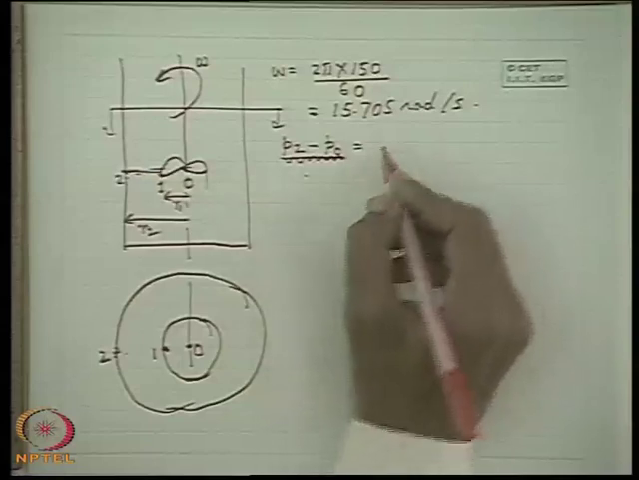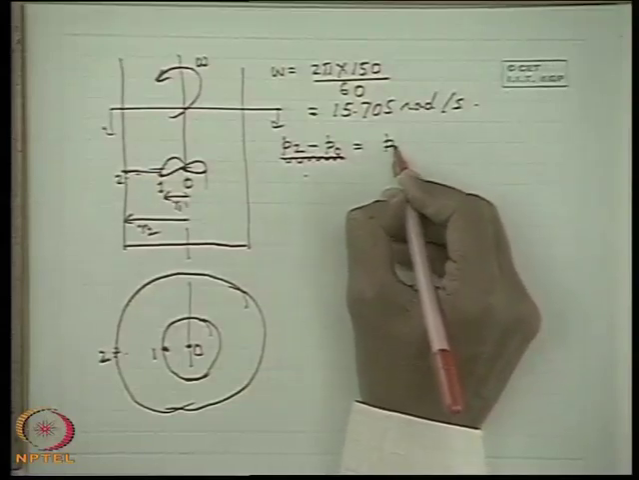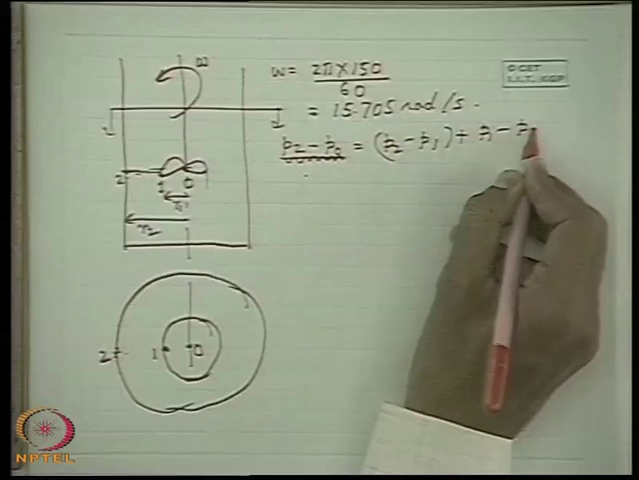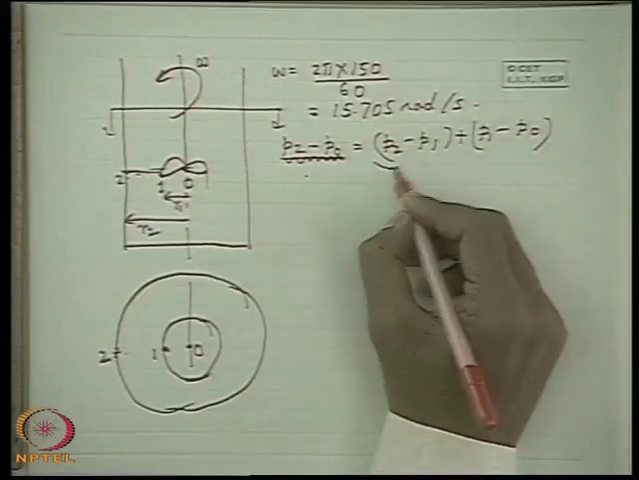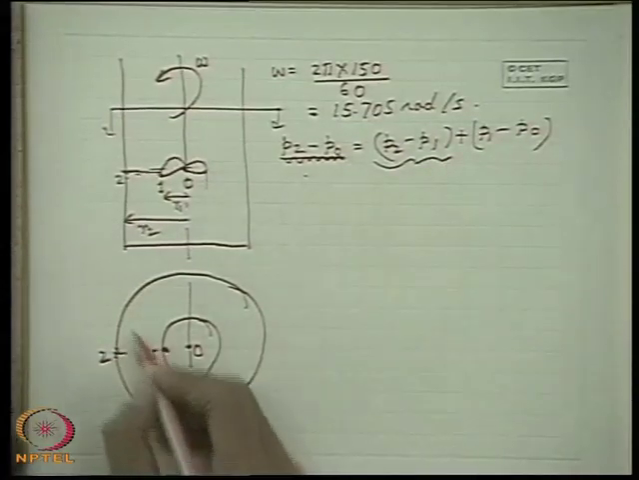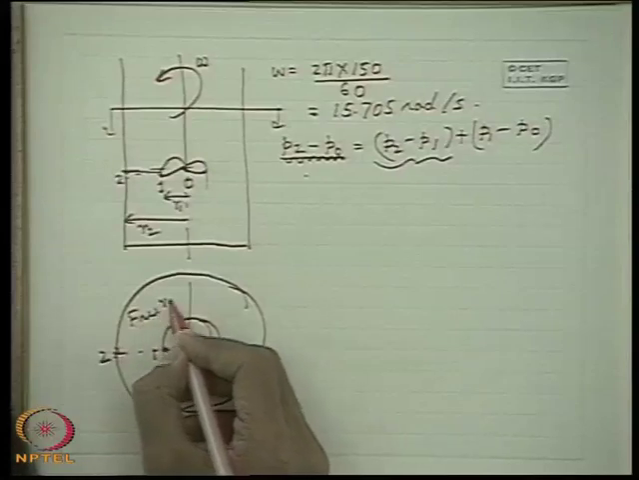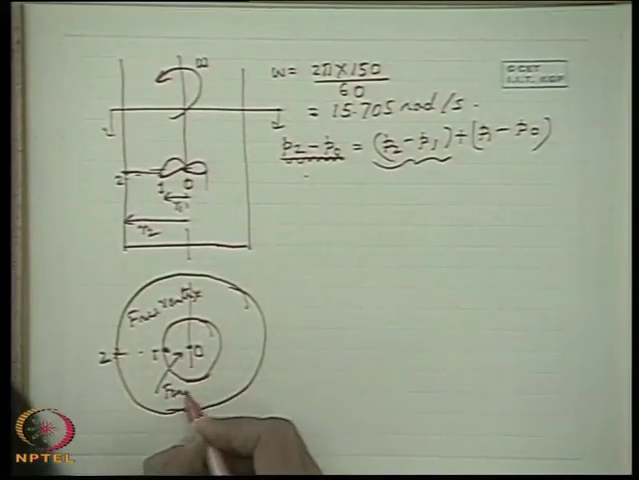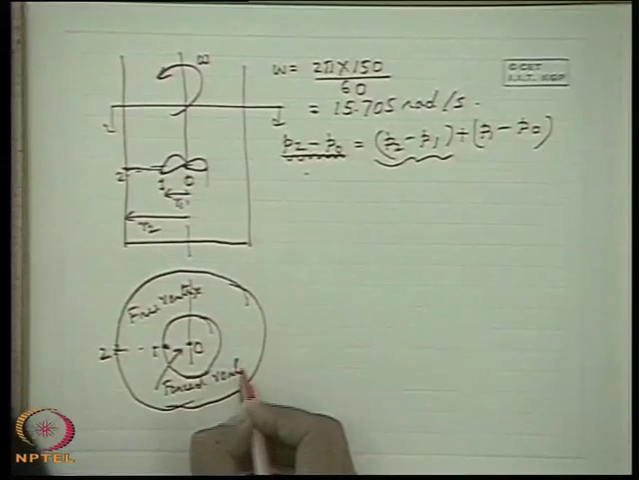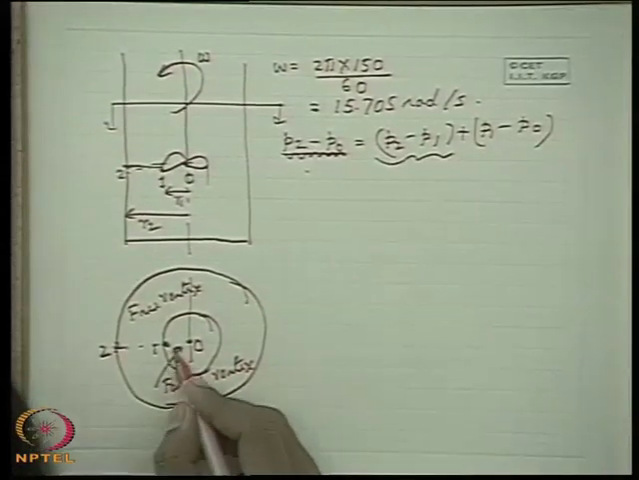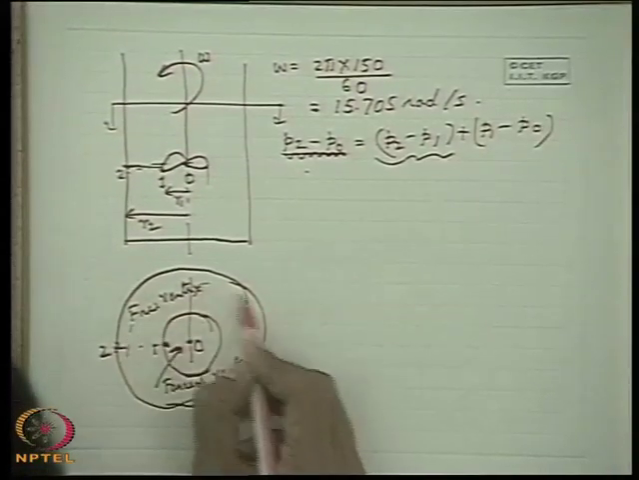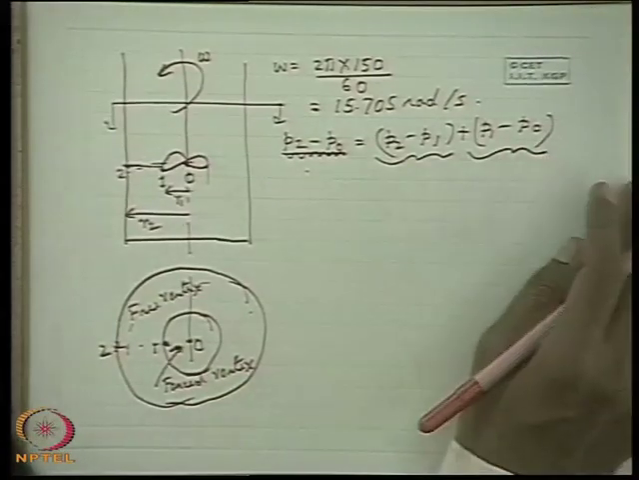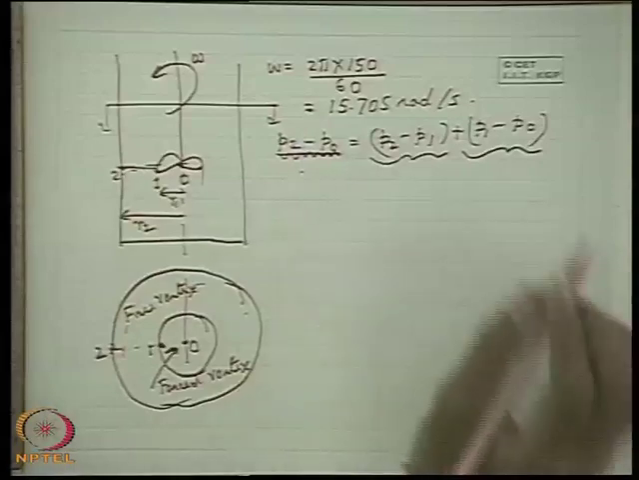Repeating again, we can find P2 minus P0 by first writing it as P2 minus P1 plus P1 minus P0. The P2 minus P1 part is found from the free vortex pressure distribution equation, because that part is the free vortex zone, and P1 minus P0 is from the forced vortex zone, the core. So, we solve this.